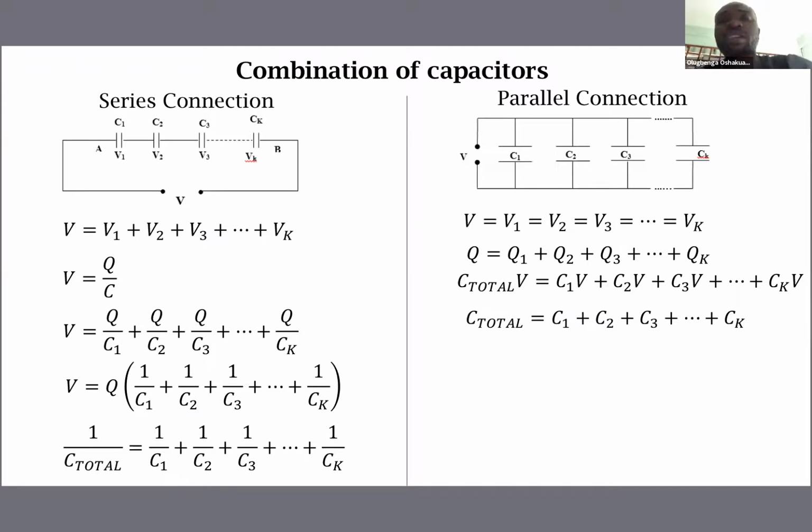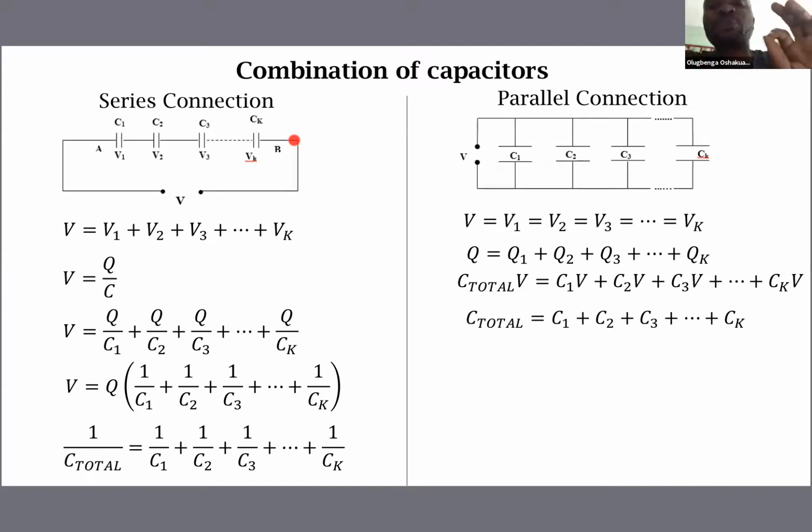So capacitors can be connected in series or in parallel. When we say capacitors are connected in series, they are arranged like the way they are arranged in this figure, where whatsoever current that flows through C1 will flow through C2, through C3, and the rest. And whatsoever charge that is stored by C1 will be stored by C2, stored by C3, and the likes.